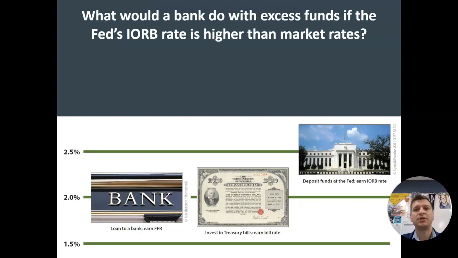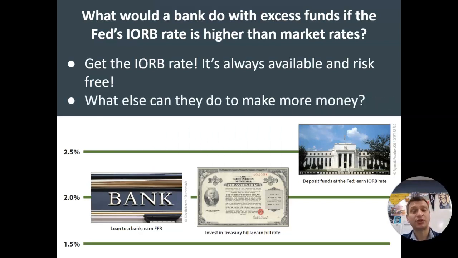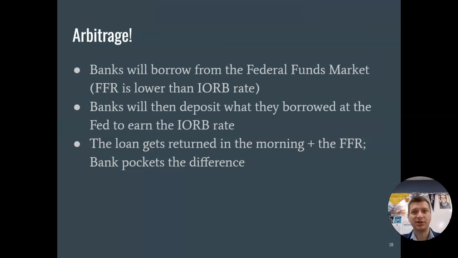So what would they do with excess funds if the IORB rate is higher than interest rates? So if the IORB rate is higher than the federal funds rate, they would take the IORB rate. It's always available and risk-free, so why wouldn't you do it? But they can actually do more to make money. So what would they do?